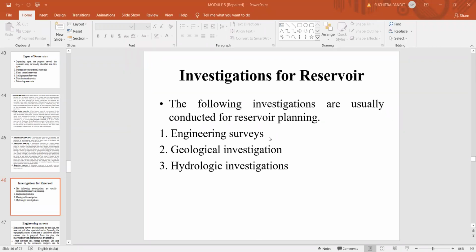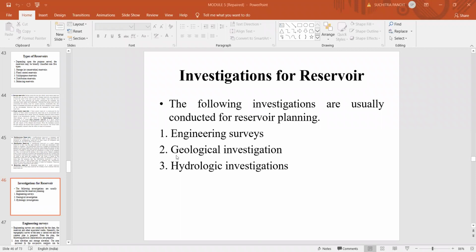All this information falls under engineering survey, where a detailed survey is carried out and the map is prepared. Thereby we can locate the exact place to have a proposed reservoir. Engineering survey is the first survey, which is also called the recurrent survey.